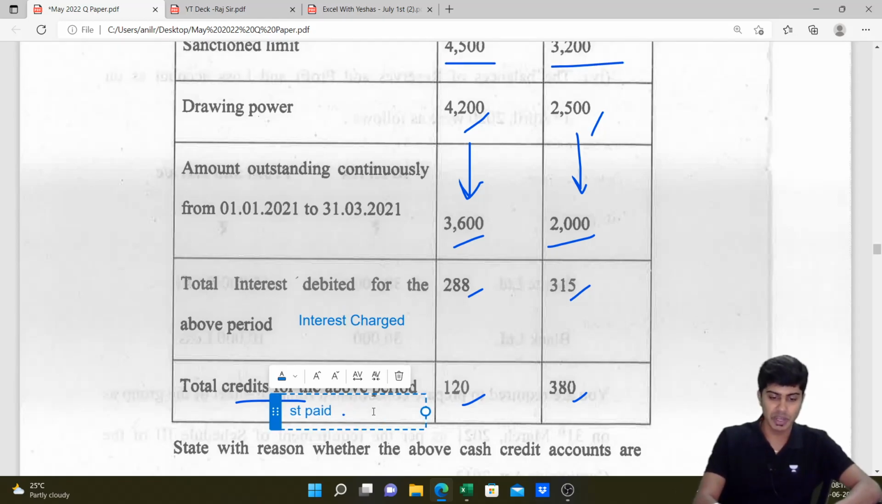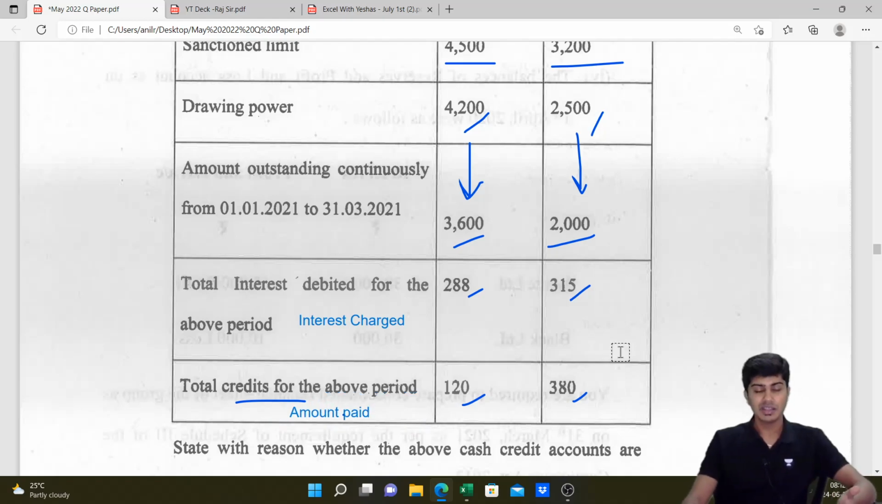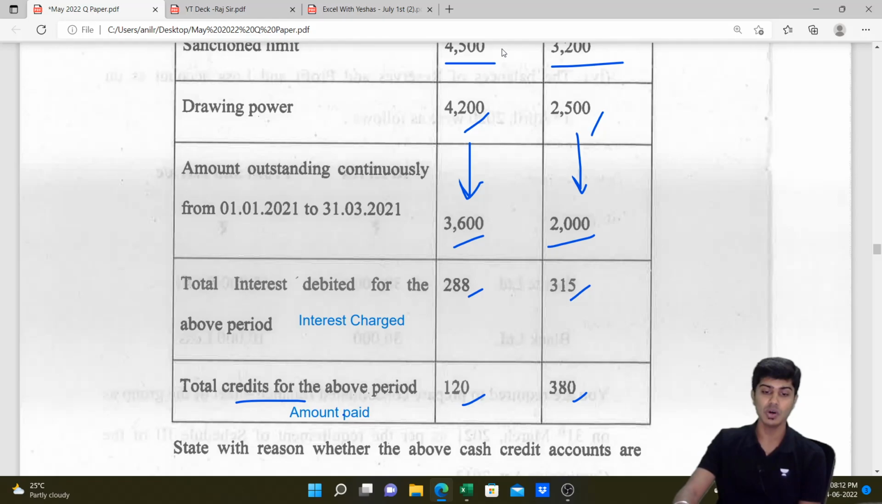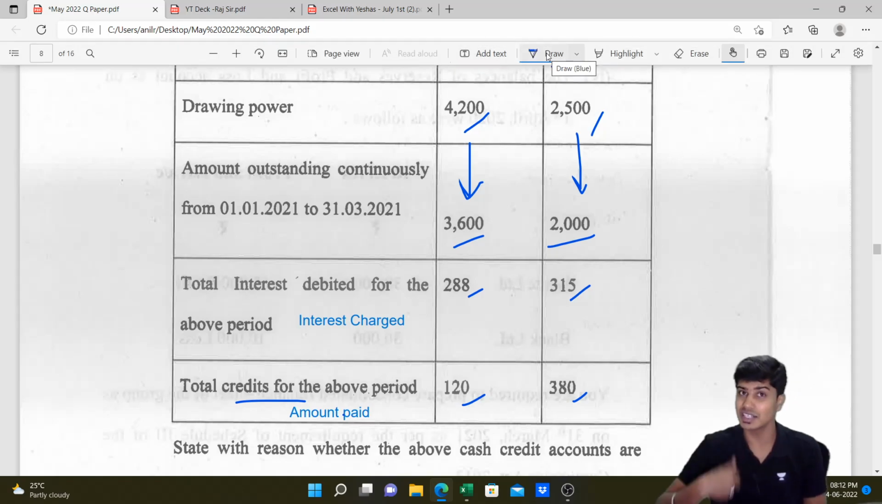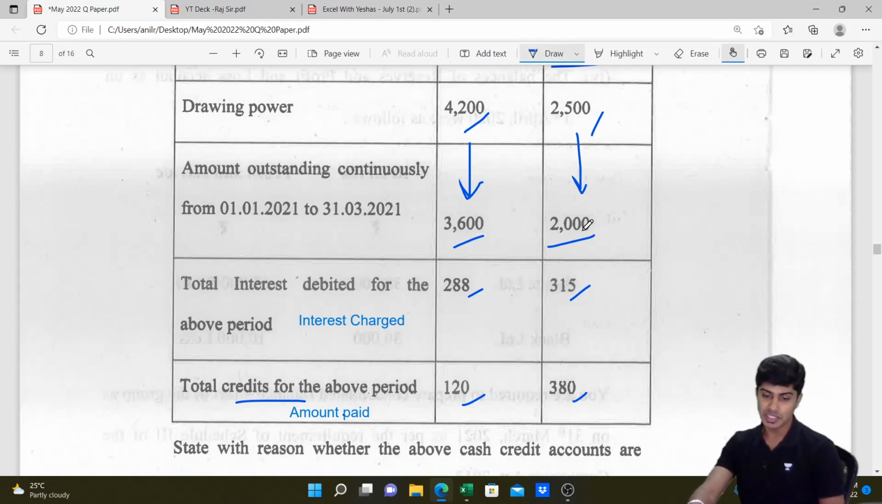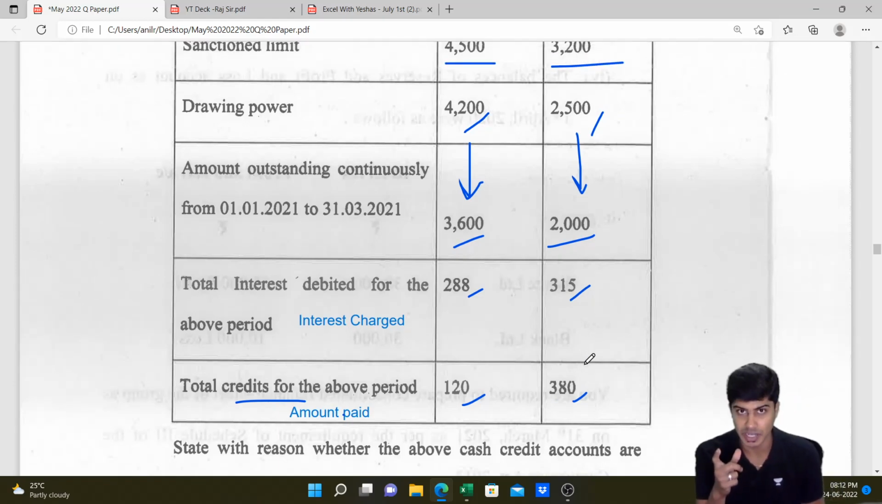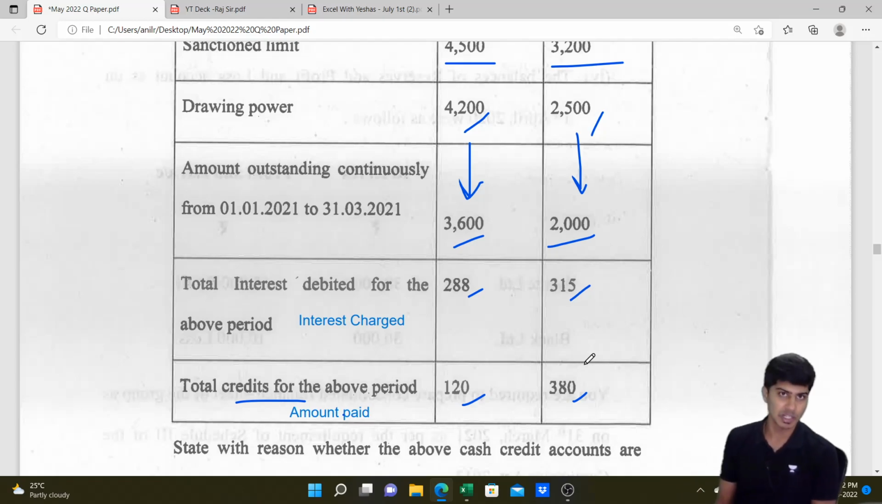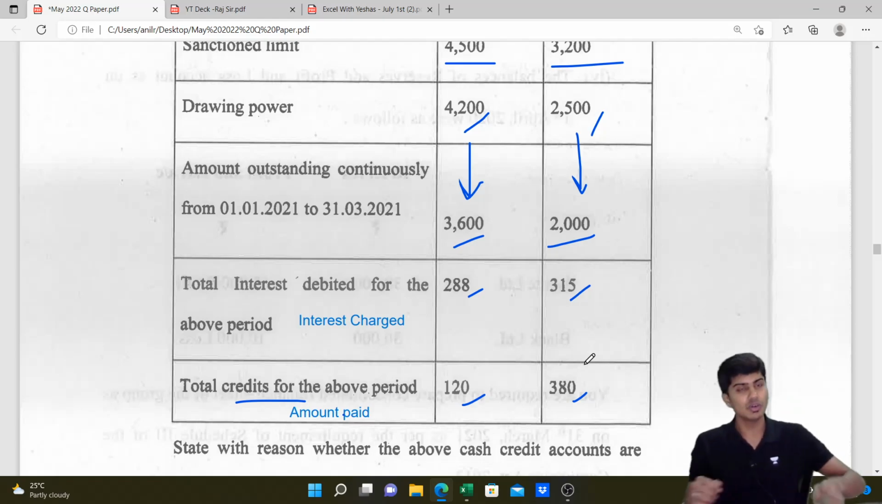So even if you don't repay the principal, at least you need to pay the interest. In this case, 288 rupees interest charged, 120 you paid. So principal is outstanding, plus there is interest also outstanding. When the interest is outstanding, then it will become non-performing. However, in the case of account B, 315 rupees interest charged, we have repaid 380. So the first 315 rupees will be adjusted against interest, and the excess of 65 will be adjusted against principal. So principal is also repaid to an extent. So we don't have to worry.